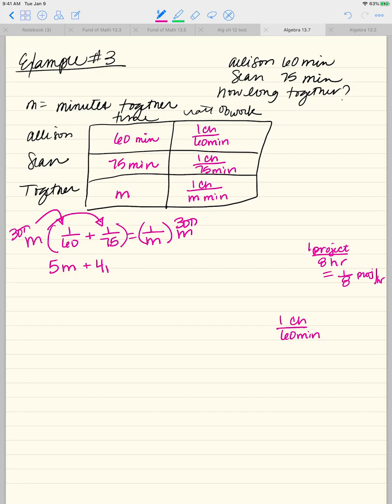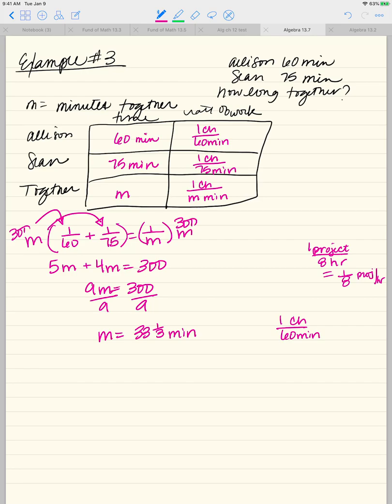So that is 4M, is equal to 300M times 1 over M, is equal to 300. 9M is equal to 300. Divide both sides by 9. And M is 300 divided by 9, which is 33 1/3 minutes. So together, it will take Allison and Sean 33 1/3 minutes to work together.